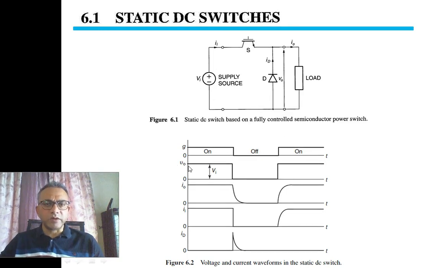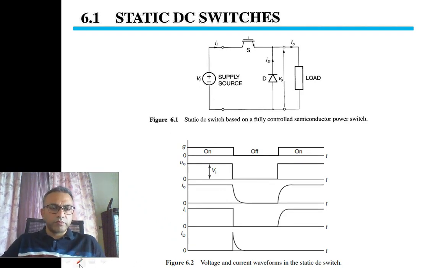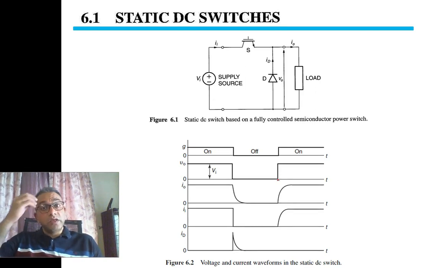Therefore, V out is represented by this bold line, and this bold line has an amplitude equal to V in. And when the gate signal is removed, or when the gate signal is turned off, the output voltage is also reduced to 0, because now the switch is open and there is no voltage being supplied to the load, and hence we get 0 volt. This is the completion of one cycle, on and off.